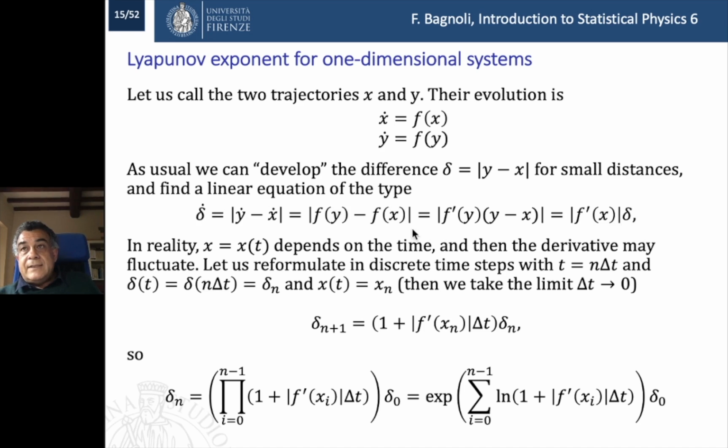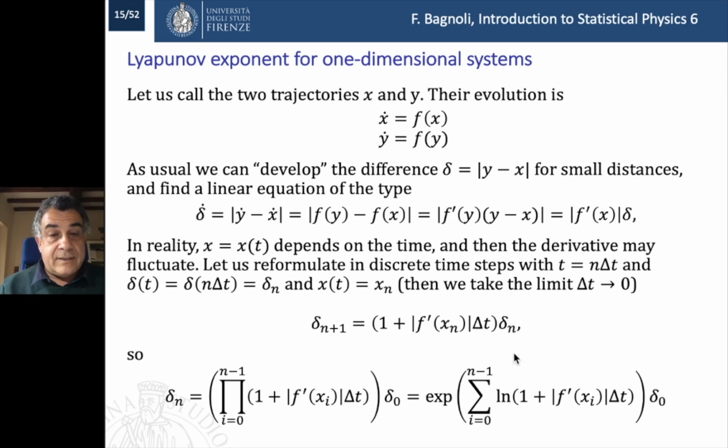So you can see that developing at first order, it is again the derivatives that count. But while in a one-dimensional system you computed the derivative at a fixed point, here we are now computing the derivative on a trajectory, which is essentially the same, because a fixed point is also a kind of trajectory. So by reformulating the system using a discrete time step, we shall now at the end take the limit delta t equal to 0.